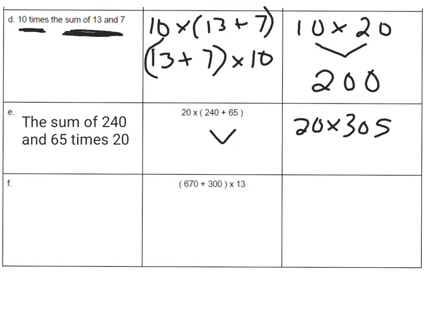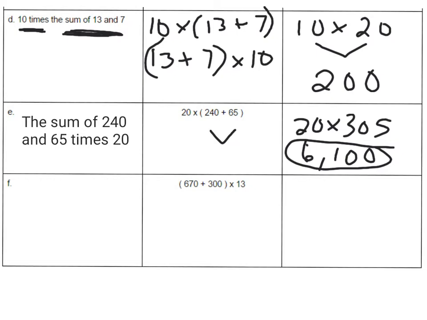This is one that I might have to set up on the side of my paper to do a little scratch work, but if you multiplied it out, you should get 6,100 as a final value for number E. All right, last but not least is F.